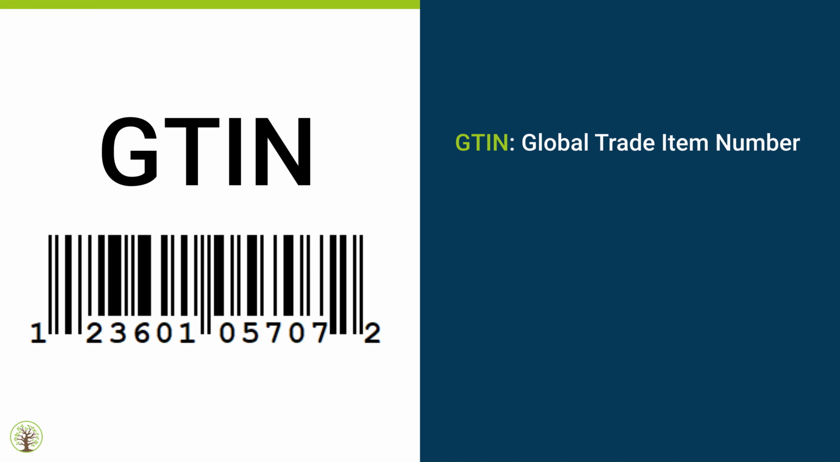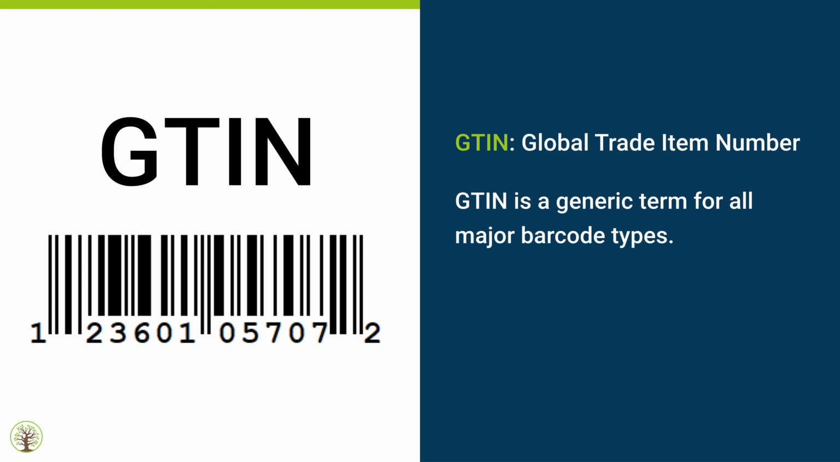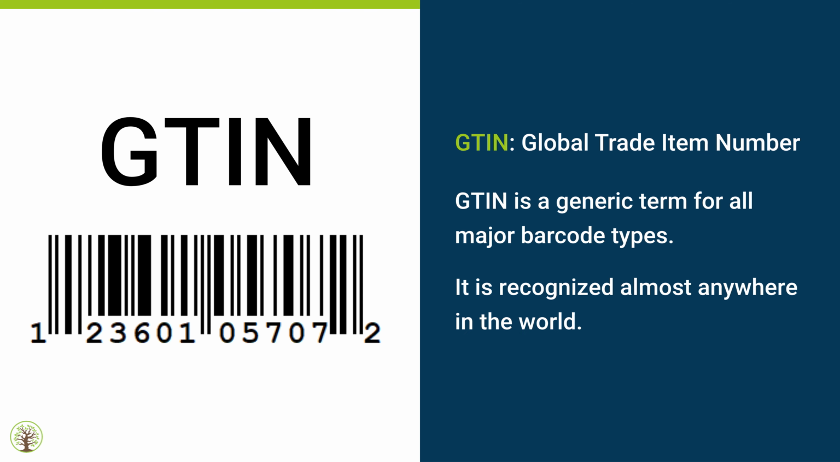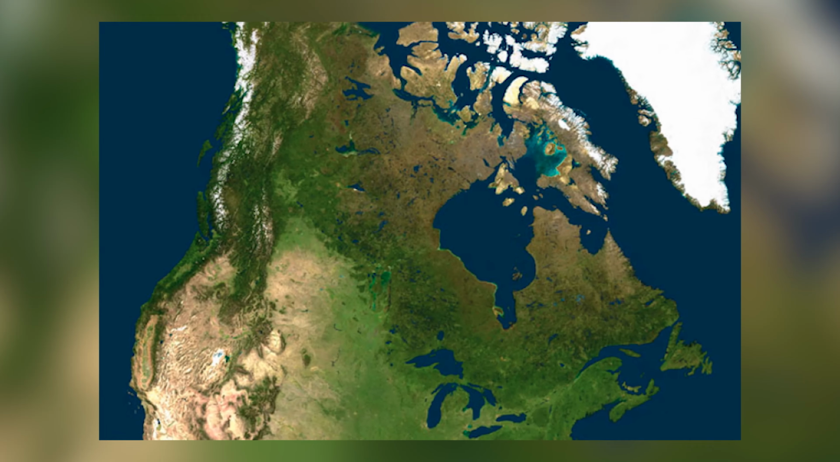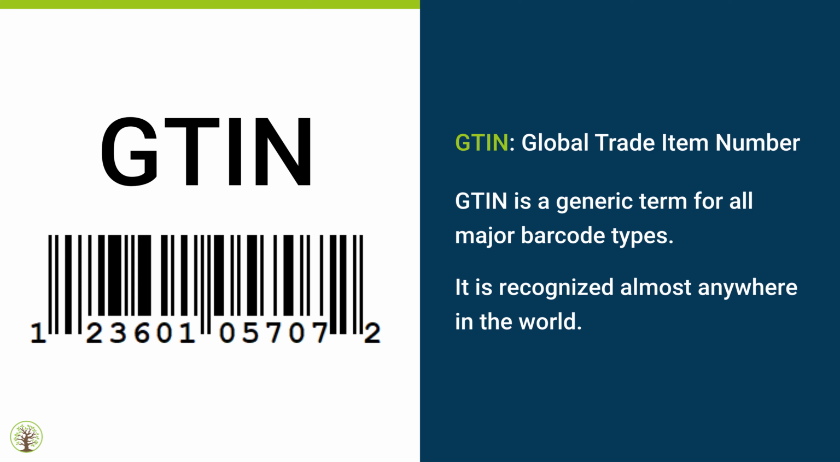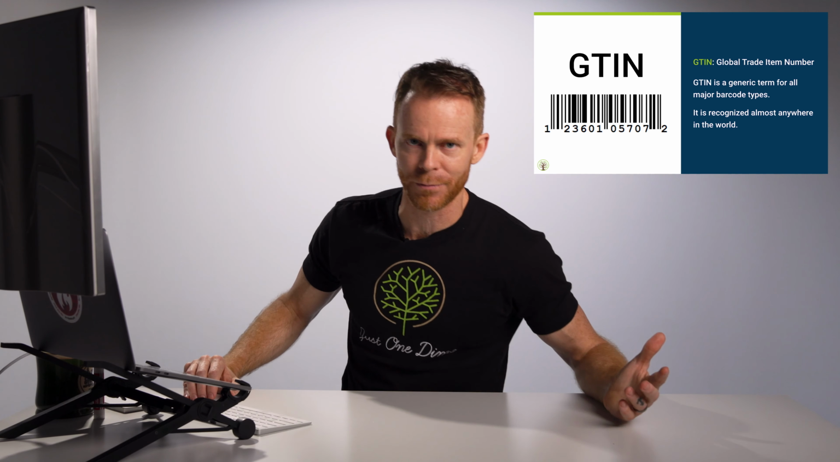Well, first of all, let me help you understand the main universal product codes. First of all, you have the GTIN. It stands for Global Trade Item Number. It is a generic term for all major barcode types, and it is recognized almost anywhere in the world. So a lot of people call barcodes UPCs. It's actually incorrect. UPCs are just for selling in the US and Canada. GTIN is the generic term for all the different barcodes. That's like the mother of them all, okay?